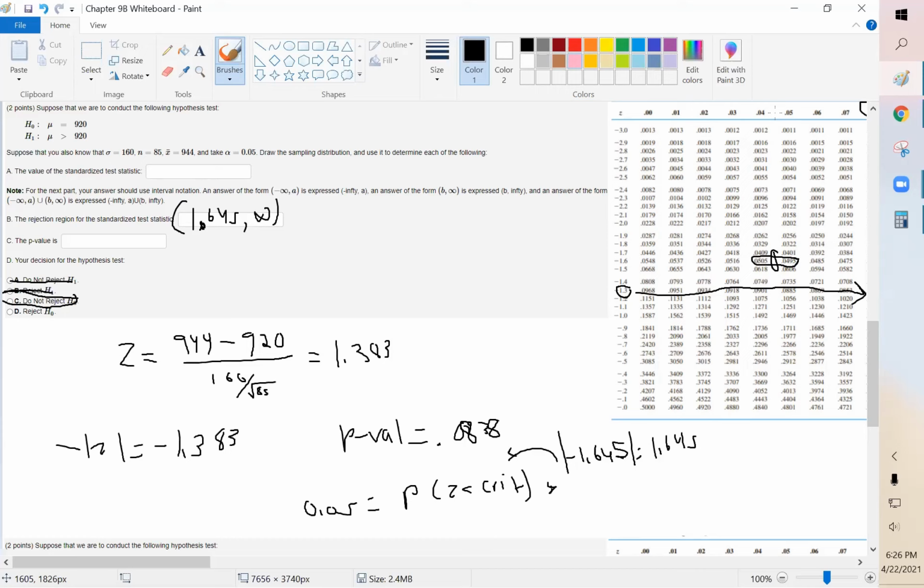Now, the reason why we have the positive is because since we're dealing with the greater than symbol, we're in the upper tail, and the upper tail of a normal distribution always has positive z-scores. Therefore, we have to make this positive. Does that help, Braden?